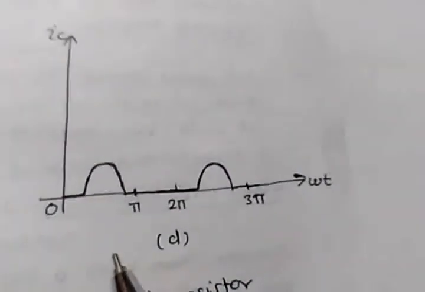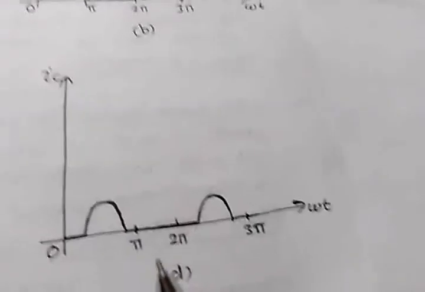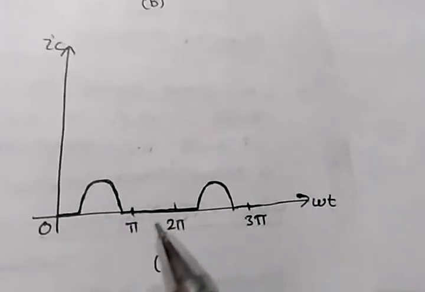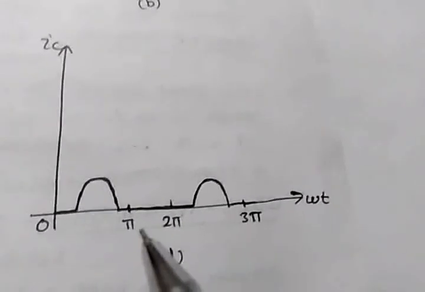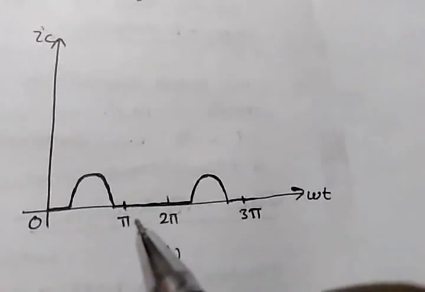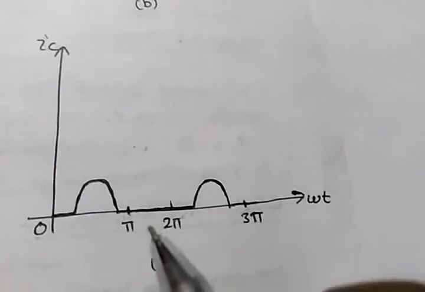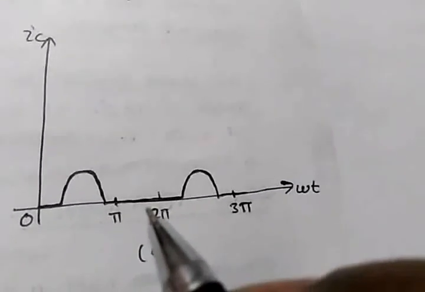The class C amplifier is biased in such a way that it remains off when no input signal is applied. In the absence of input signal, it is switched off. And when input signal is present, then it operates in the saturation region. So the efficiency of class C amplifier is more than 90%.